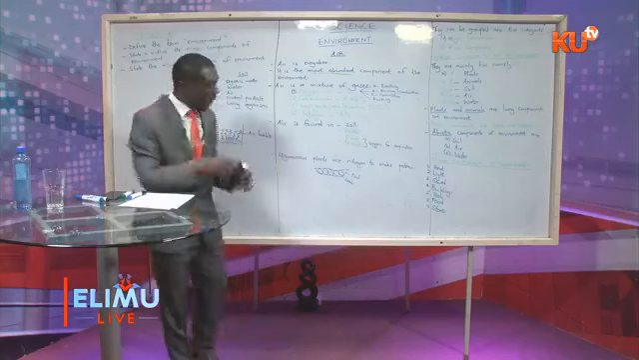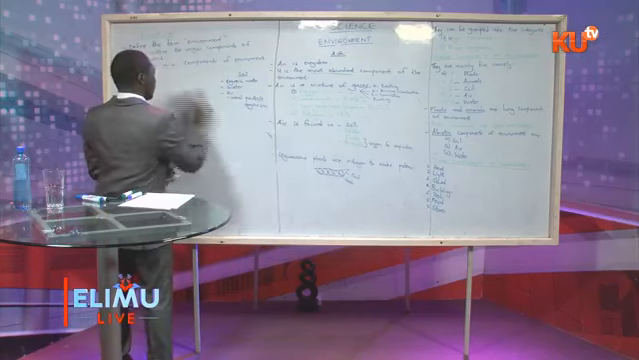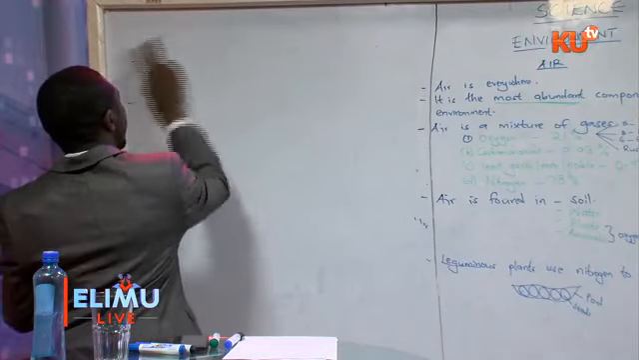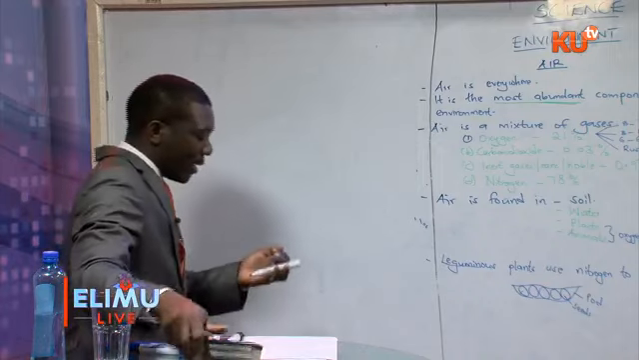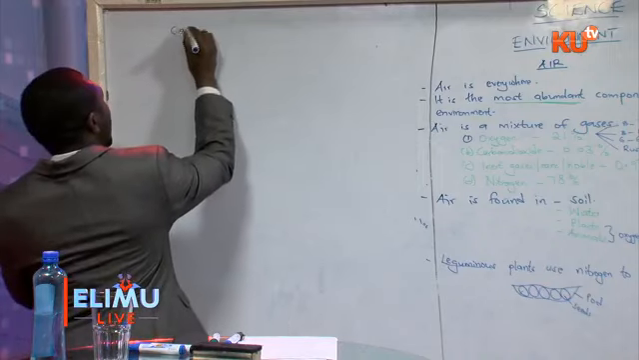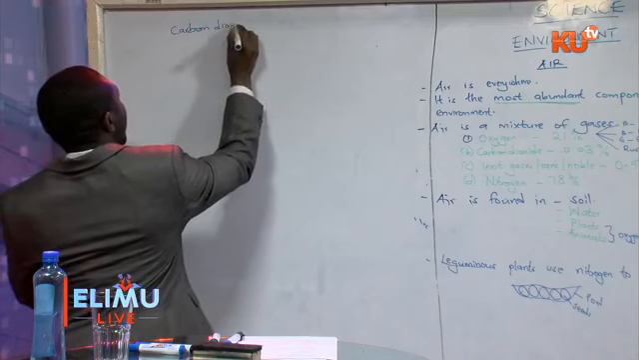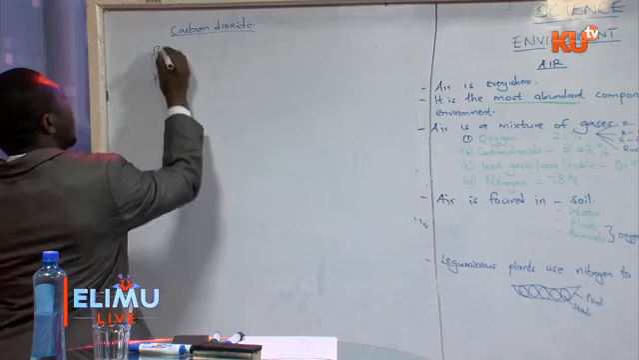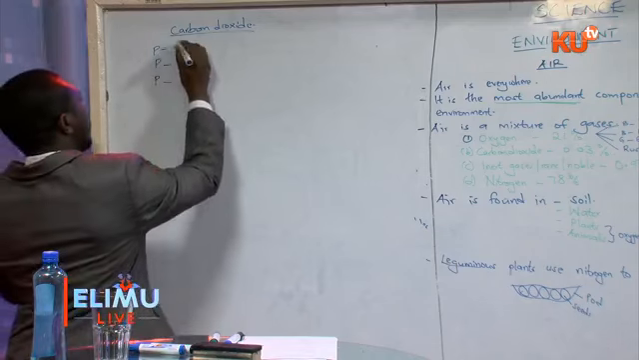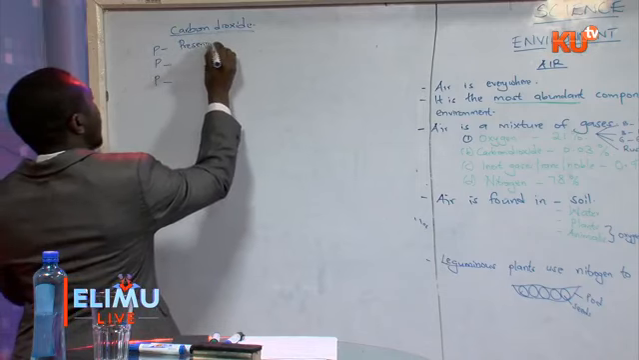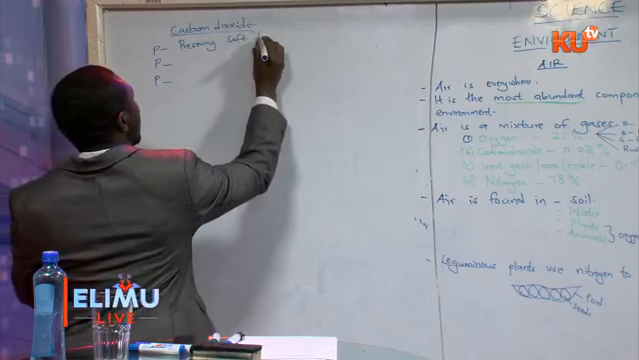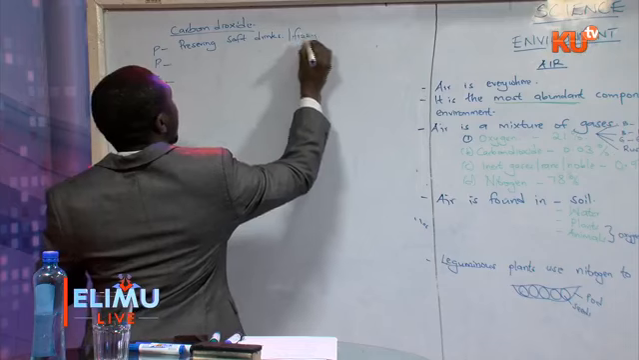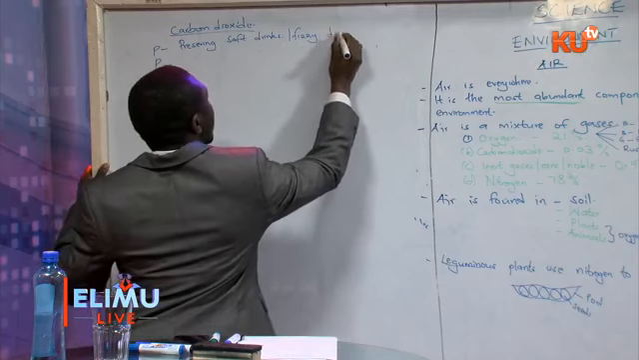When we come to uses of carbon dioxide, the main ones that are in the syllabus, we have got a lot. Carbon dioxide, I usually write triple P. It is used for preserving soft drinks. Preserving soft drinks. And some books, they use the word fizzy drinks. So it is used for preserving soft drinks or fizzy drinks.